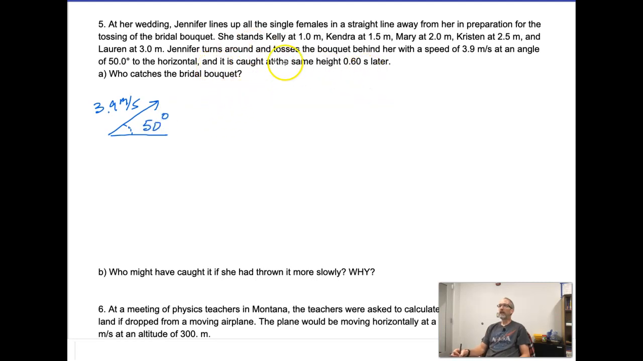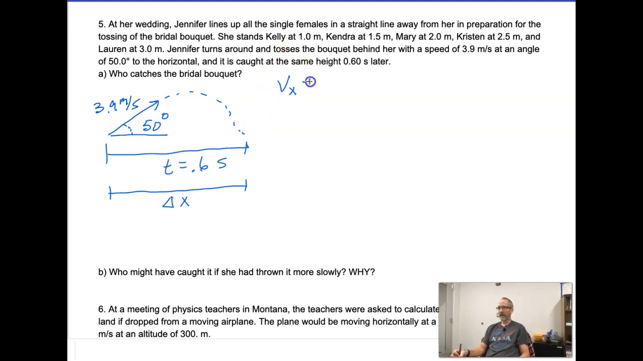It's caught at the same height, so it's going to go up and come back down, and the total travel time is equal to 0.6 seconds. They want to know who catches it. So we're looking for, where is this going to land? That's our delta x.